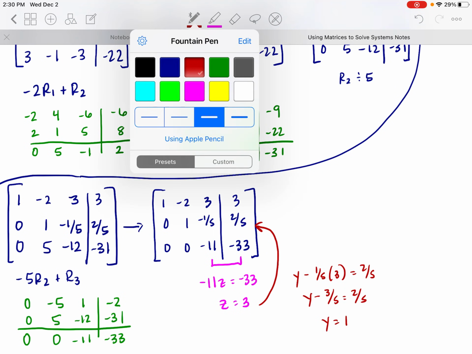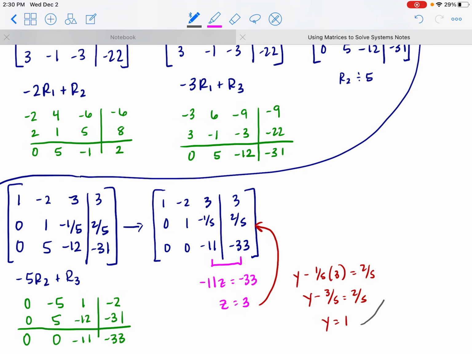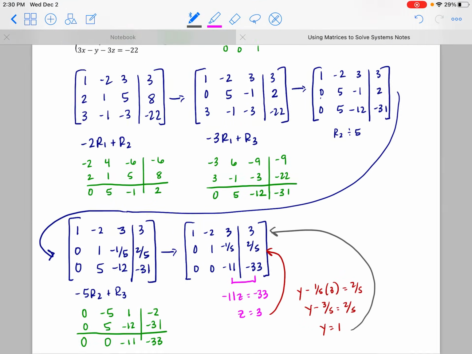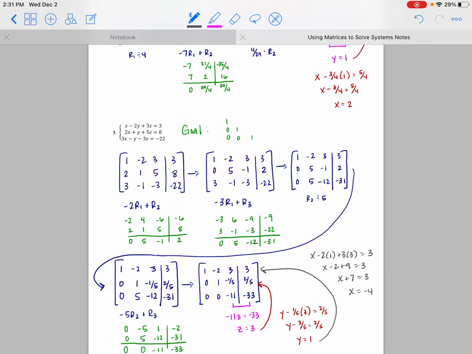Now I'm going to take the z and the y and plug them into my last equation. So those are both going to go into the first one there. Actually, my first equation, not my last. The last one that's left for me there: 1x minus 2y plus 3z equals 3. So x minus 2 plus 9 equals 3. That's x plus 7 equals 3. If I subtract the 7 over, then x has to equal negative 4. So I have my solution.